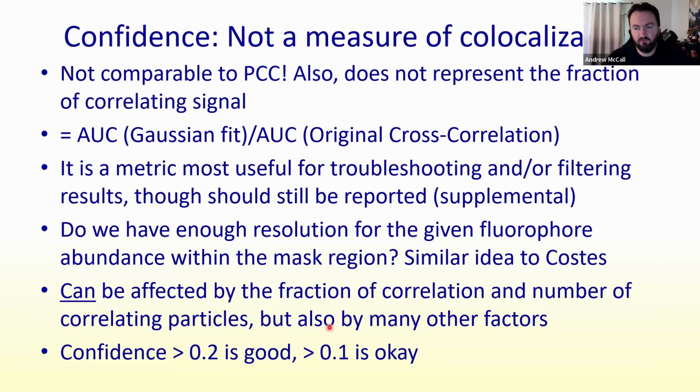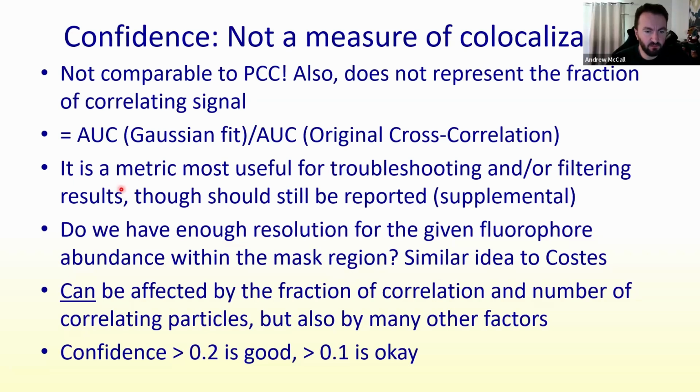On the subject of confidence, I wanted to talk about it really quickly as it seems to be the most misunderstood metric, probably because I made it up. Confidence is not a measure of correlation. It is not comparable to the Pearson's correlation coefficient, and it does not represent the fraction of the correlating signal. In order to get it, all we do is take the area under the curve of the Gaussian fit and divide it by the area under the curve of the original cross correlation within the range of the mean plus or minus 3 standard deviations.